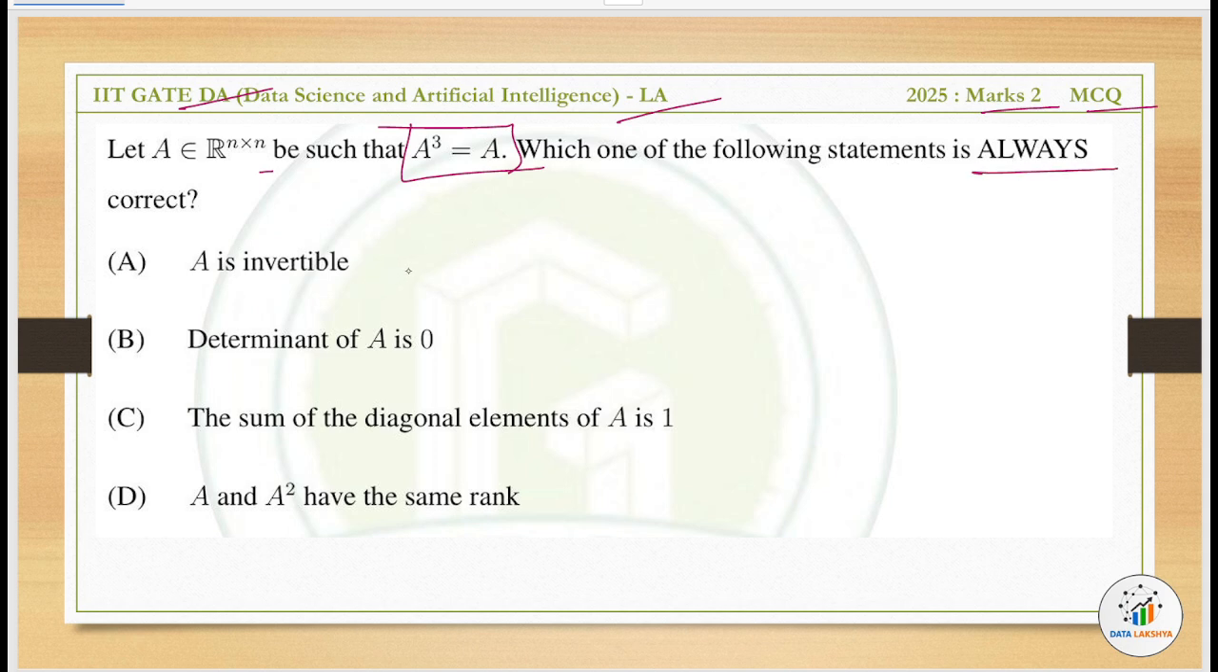First one is, A is invertible. Second is, determinant of A is 0. Third one is, the sum of all diagonal elements of A is 1. And the last one is, A and A square have the same rank.